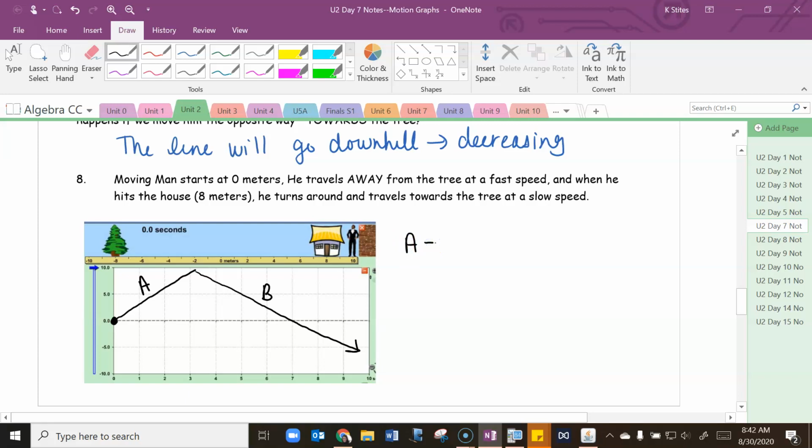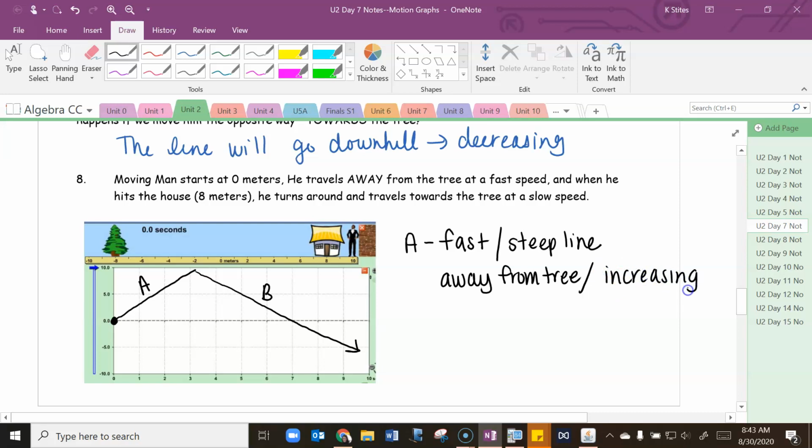For segment A, what you need to know is we're going fast because this is a steep line, and we're moving away from the tree, and that's because our distance is increasing. Okay, we're going uphill.